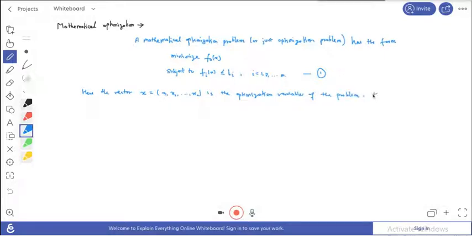Okay, and your objective function is basically a mapping from Rn to R. So this is a mapping from Rn to R, and this f naught x is known as the objective function.